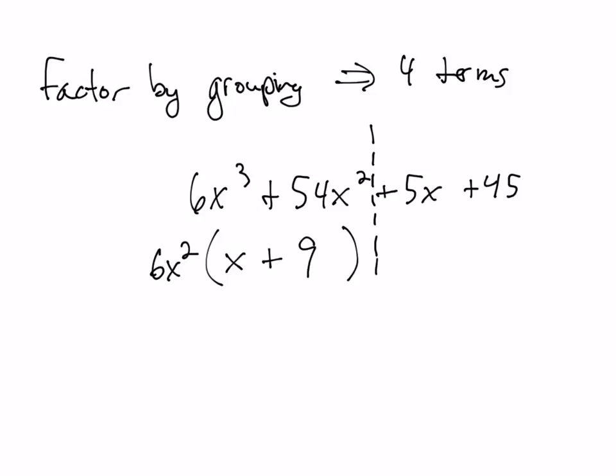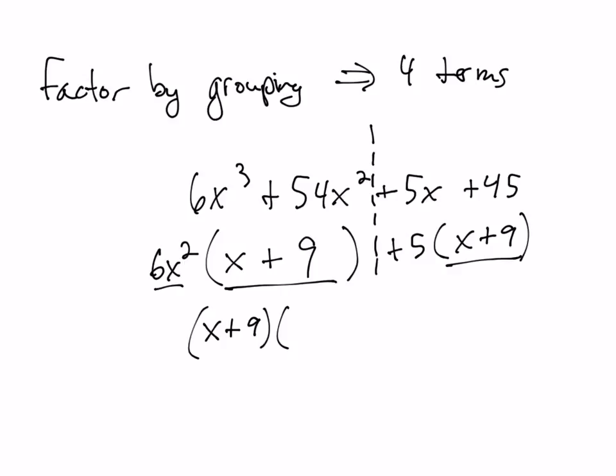On the right-hand side, I could factor out a 5 from both 5x and 45. So plus 5, I get x plus 9. At this point, we want to check to make sure that these 2 binomials are the exact same. Those binomials are in fact the exact same, so that makes up the first factor. And then whatever's left over, 6x squared and 5, makes up the second factor. Okay, so that's the final factored form.